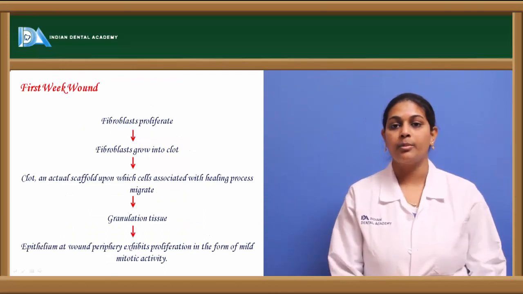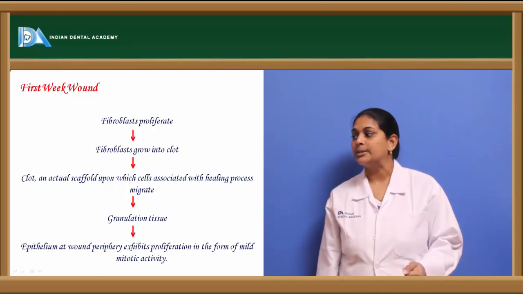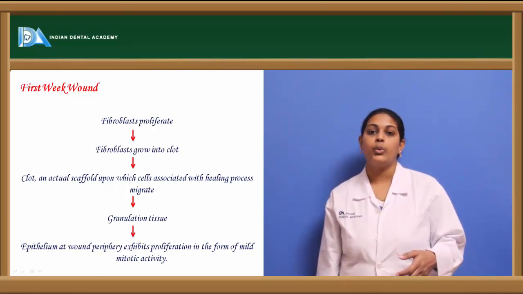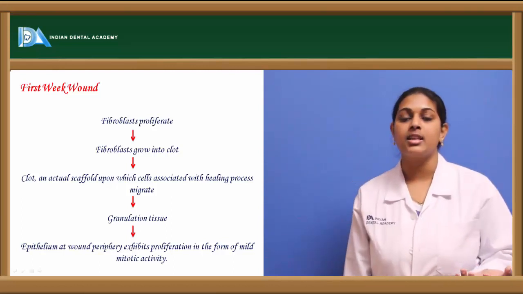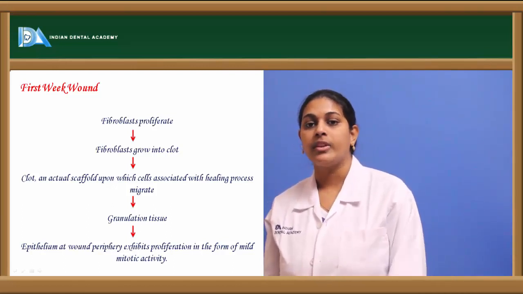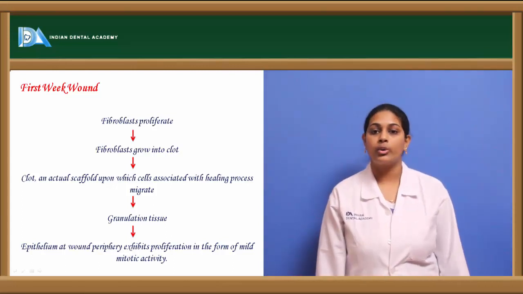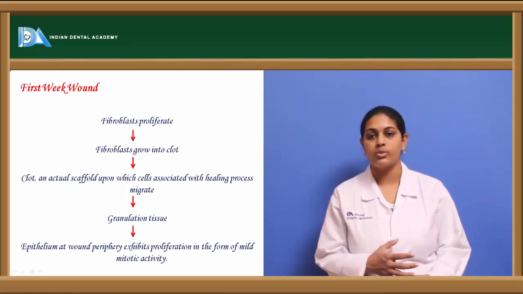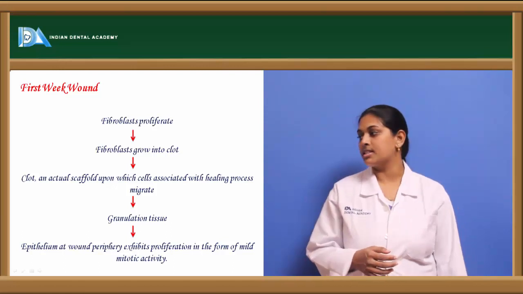But during the first week of wound healing in an extraction site, we see the fibroblasts, the already existing fibroblasts that are present within the periodontal ligament remnants. These fibroblasts proliferate, that is, they increase in number such that they start growing into the clot. This clot, along with the fibroblasts, acts as a scaffold. That is, it attracts the cells which are involved in the process of healing.